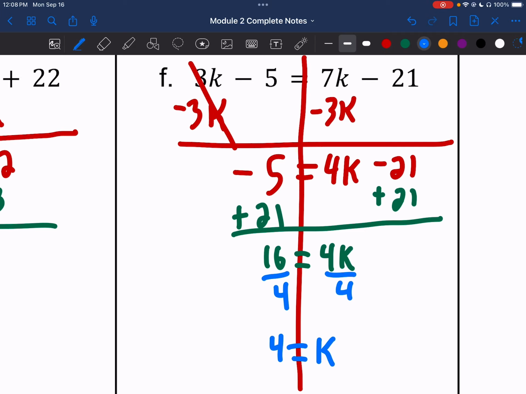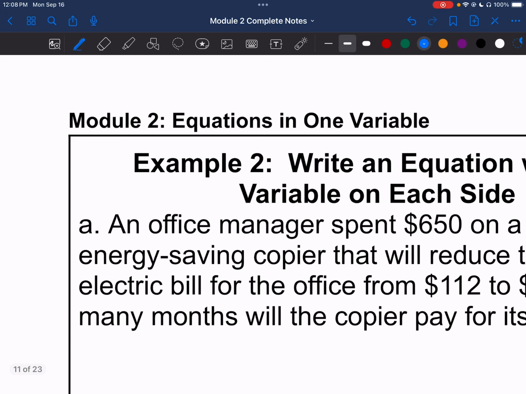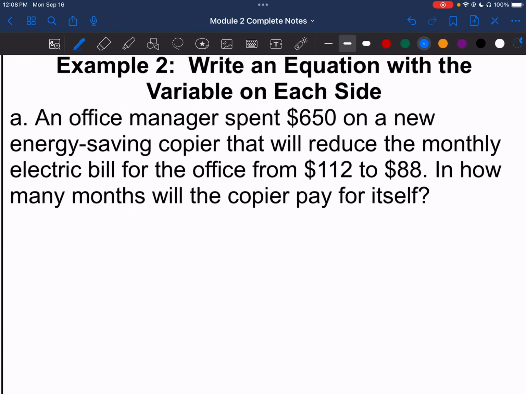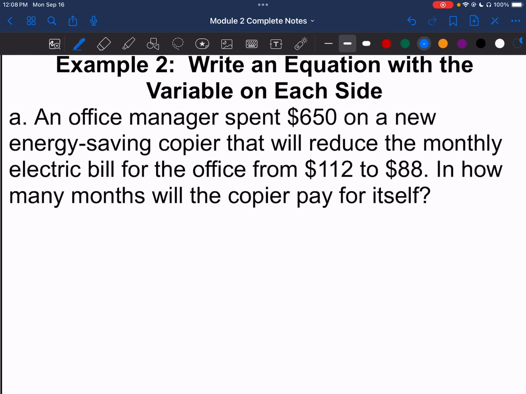All right, we're going to go on to the next page now and look at some word problems. So we have our example 2, writing an equation with a variable on each side. And we've got a little story here. An office manager spent $650 on an energy-saving copier that will reduce the monthly electric bill from the office from $112 to $88. In how many months will the copier pay for itself? So that's our question right there. In how many months will the copier pay for itself?